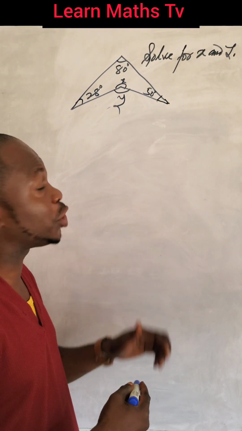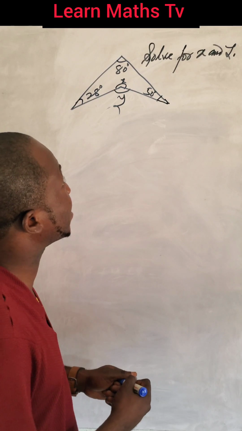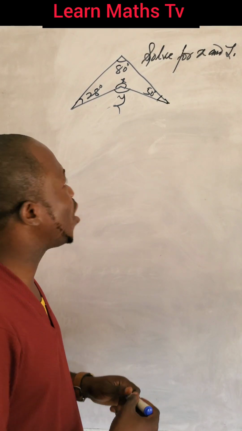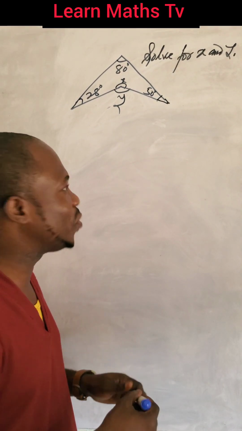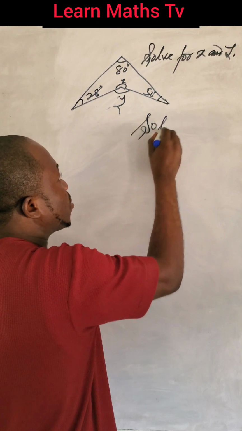Let's see how to approach this simple mathematics. We are asked to solve for x and y in the diagram above. All I need to do is to begin by saying solution. So let me begin by saying solution.